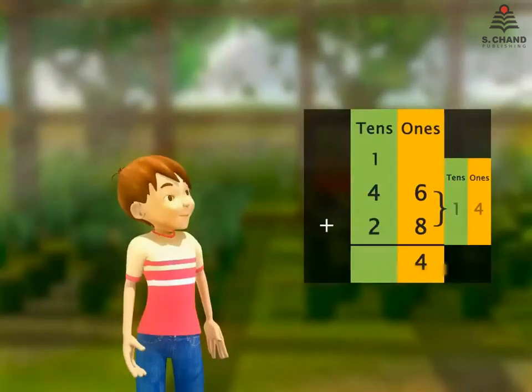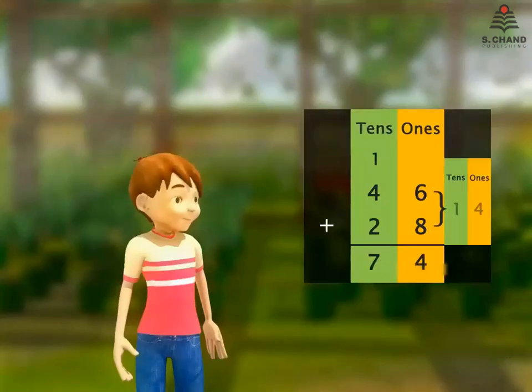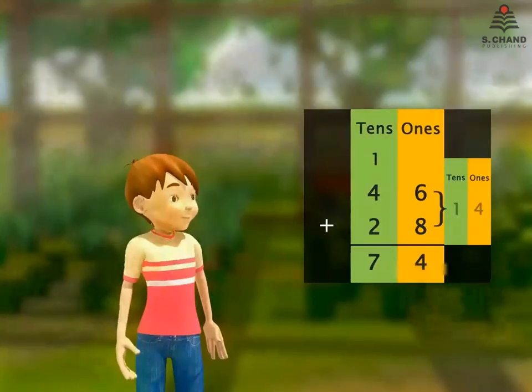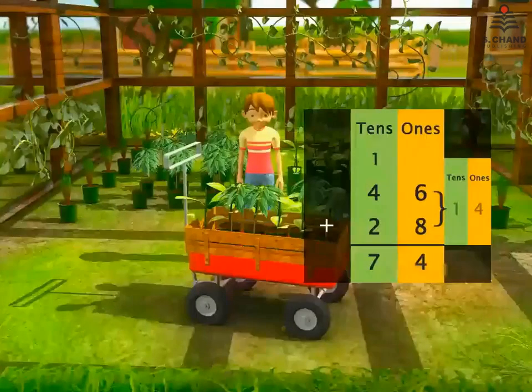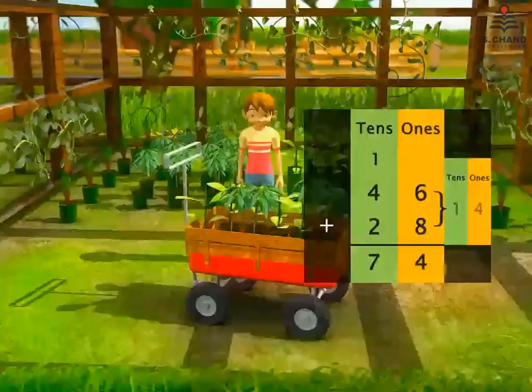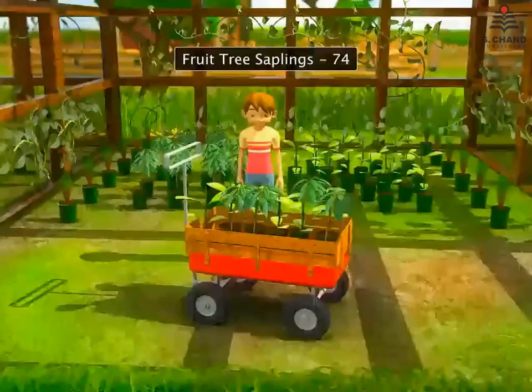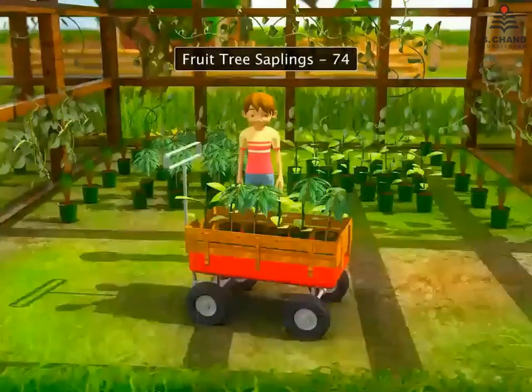Now, we add the carryover 1 to the numbers in the tens column. Adding the carryover 1 to the numbers 4 and 2 in the tens column, we get 7. So, we write 7 in the tens column of the answer. So, if Sam selects 46 mango saplings and 28 banana saplings, then he selects 74 saplings of fruit trees in all.